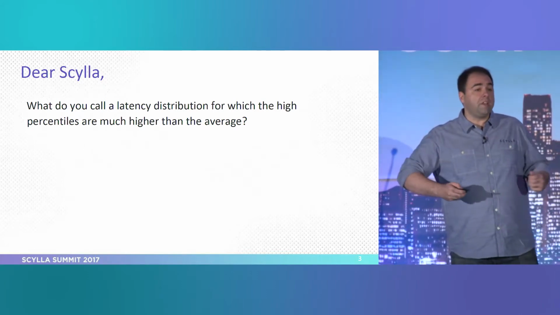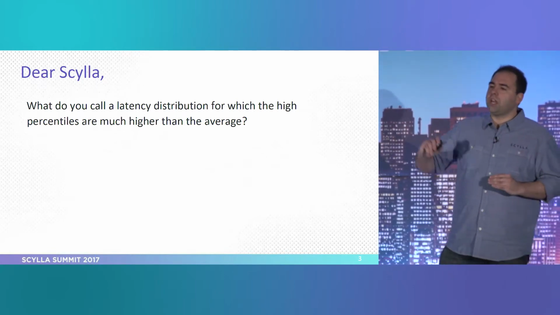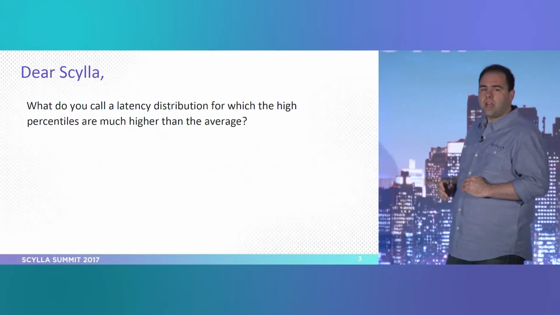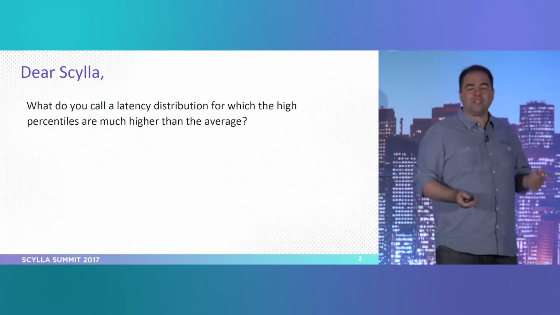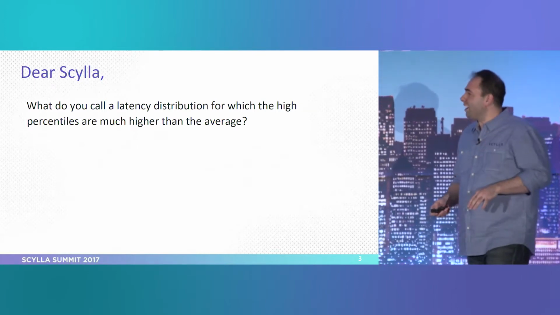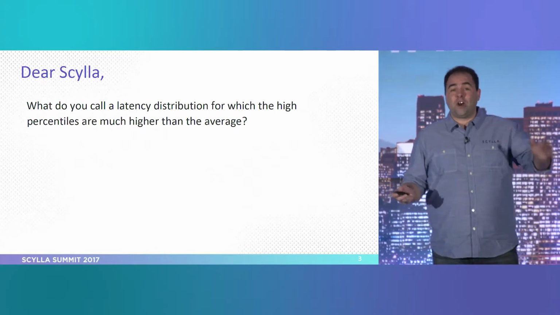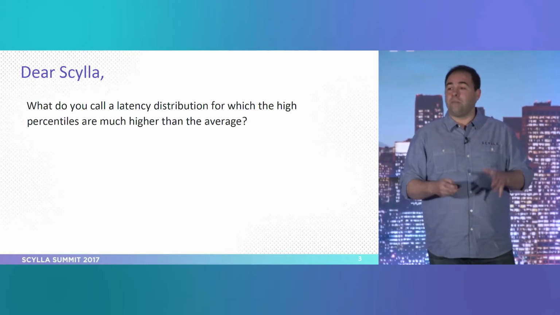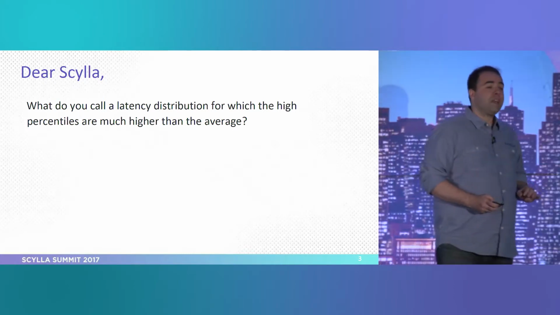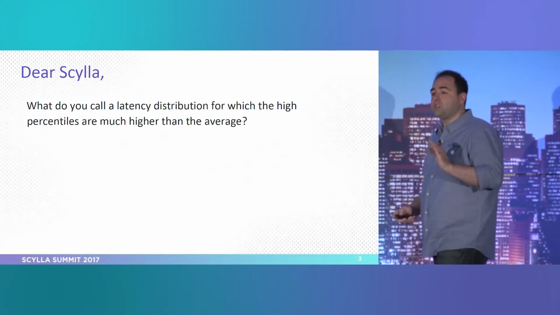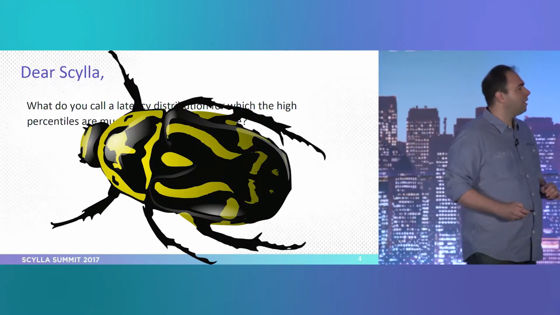Now, distributions have many names. Does anybody here know the name of a distribution for which the higher percentiles are much higher than the average? Garbage collector? No, that's not the name of the distribution. But we can go with that, yeah. Failure. Well, there are many names. Unlike the normal distribution, there are many names we can use. Data set. I'm not here to bash anybody. But in Scylla, we have a special name for such distributions. We call it a bug, right?